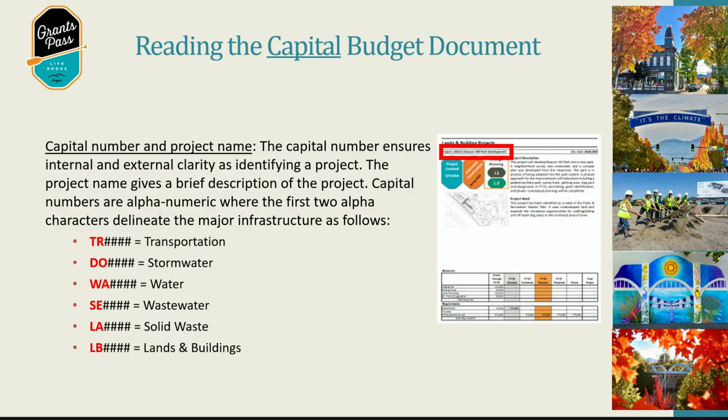So at the top, again, there's the capital number and project name. These are delineated based on their number and their area. So you can see anything that starts with a TR is a transportation, DO is stormwater, WA is water, SE is wastewater, LA is solid waste, and LB is the lands and buildings fund.